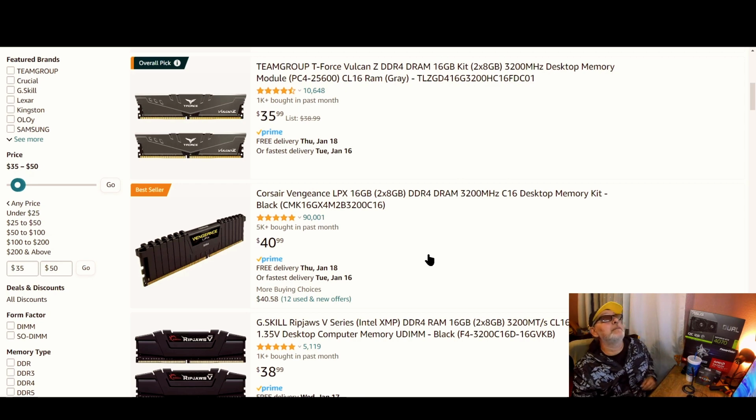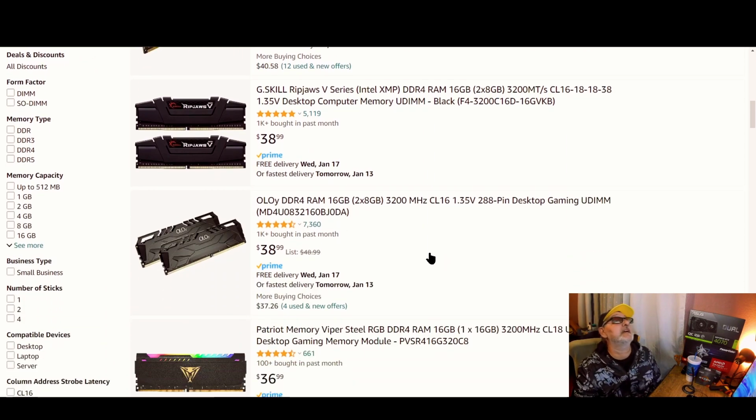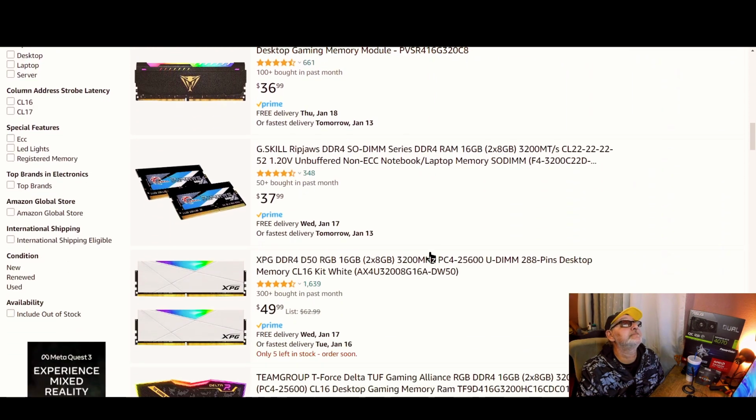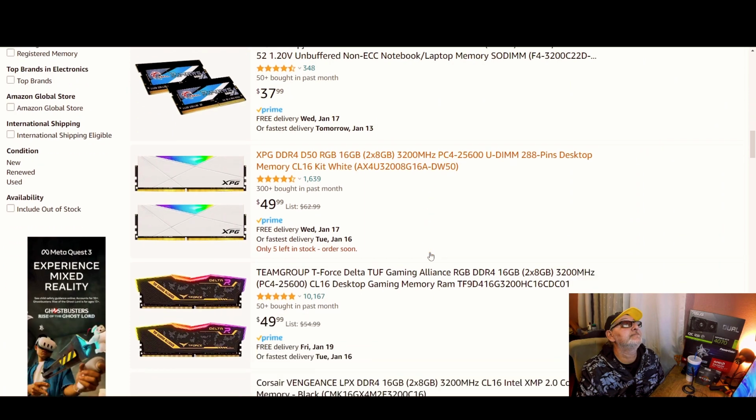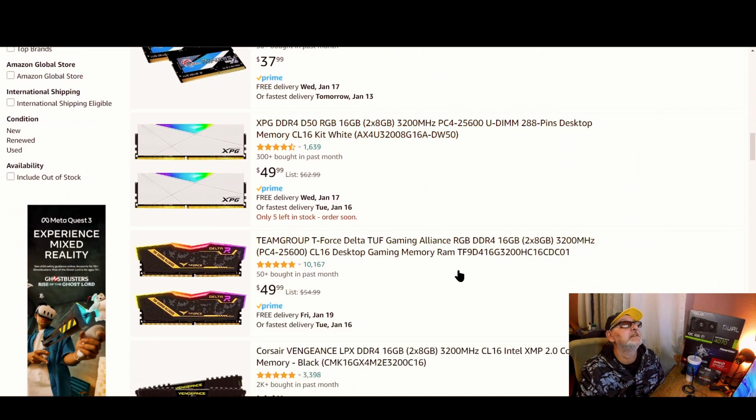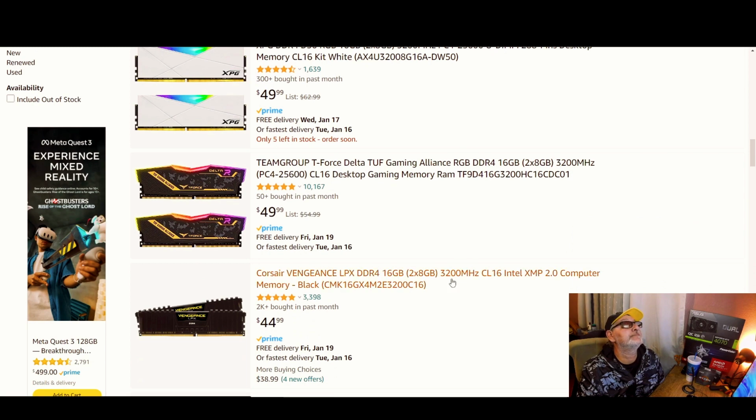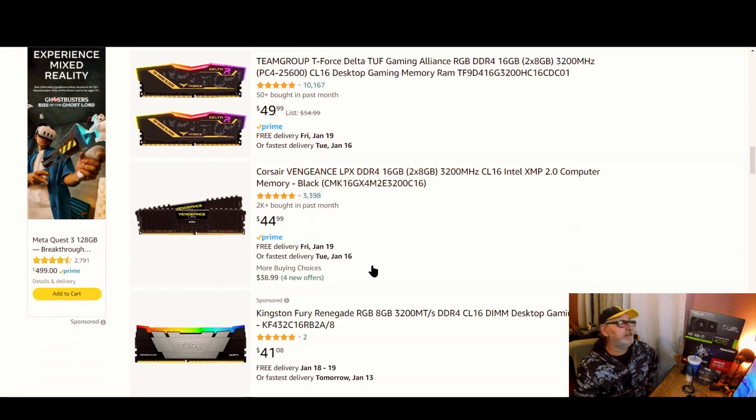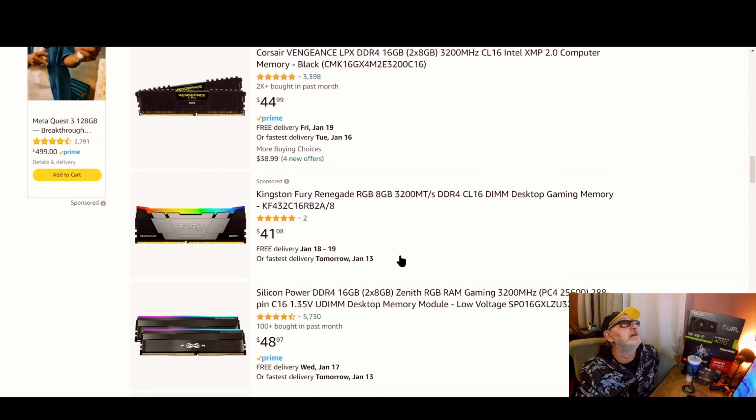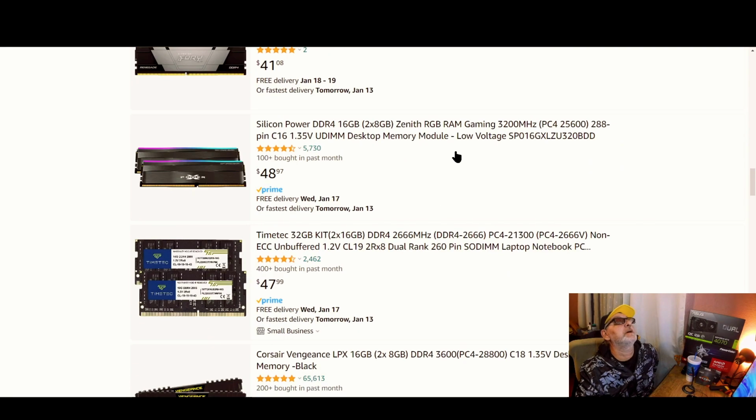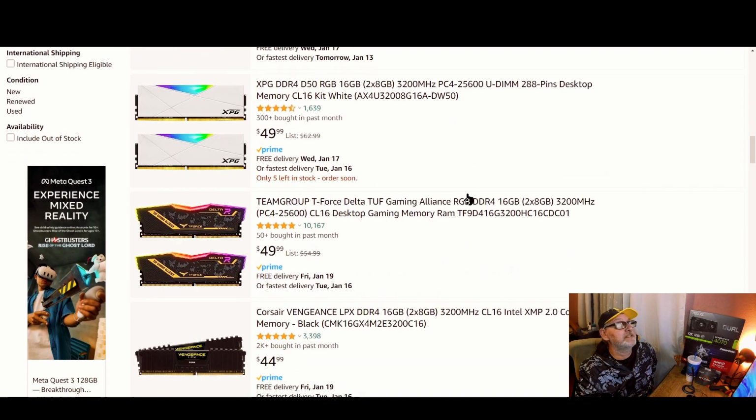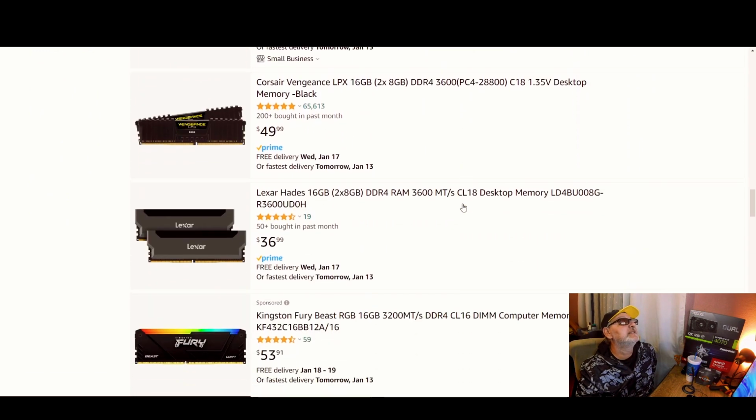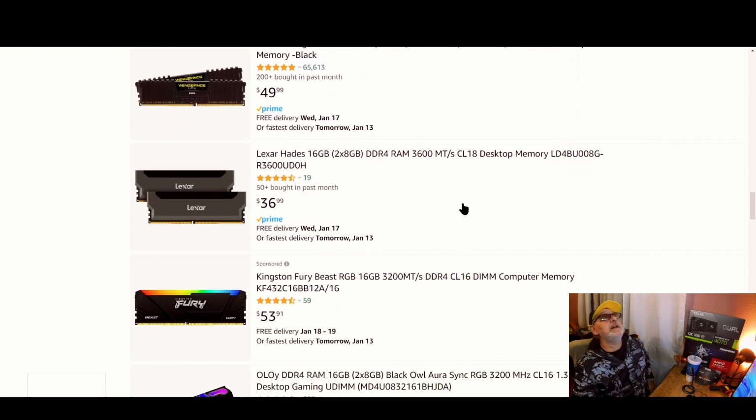So far, I'm only seeing 16 gigabyte, 16 gigabyte, 16 gigabyte. So obviously they're not going to give you a 32 gigabyte kit for the price of $50. It would be nice if they gave you a price point on that.